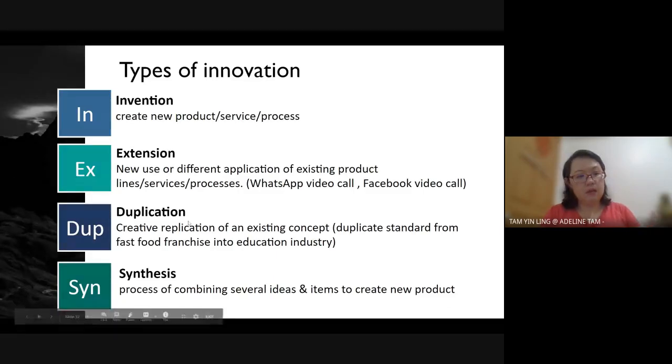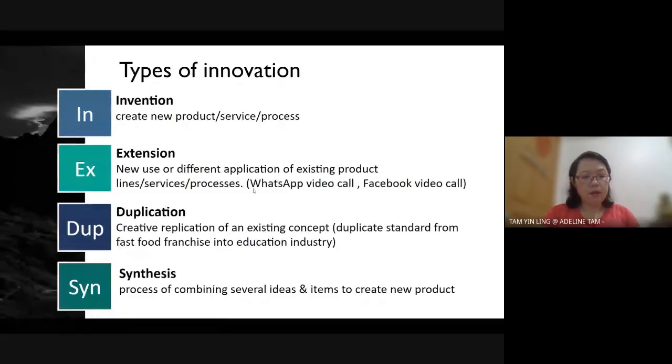So innovations, there are many types. There are invention, there are extension. Extension means you extend, you add on new services. For example, WhatsApp. We used to type SMS messages before. After that, we have video call. And later on, we don't know what else they add on. So this is the extension, meaning that you add on new services.